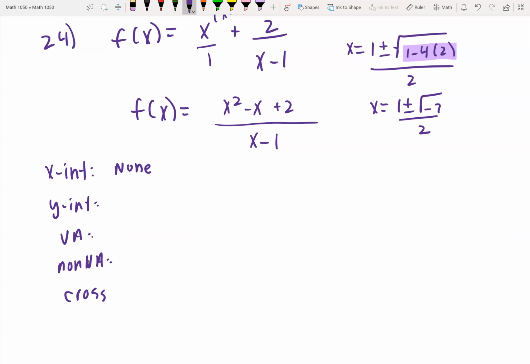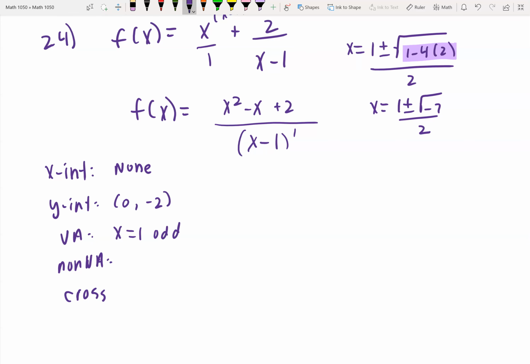To find the y-intercept, you let x be a 0. So if you let x be a 0, these go away. You get 2 over negative 1, which is a negative 2. Okay? Vertical asymptotes come from the bottom. So set x minus 1 equal to 0. You get x equals 1. You have 1 x minus 1, so this is odd.